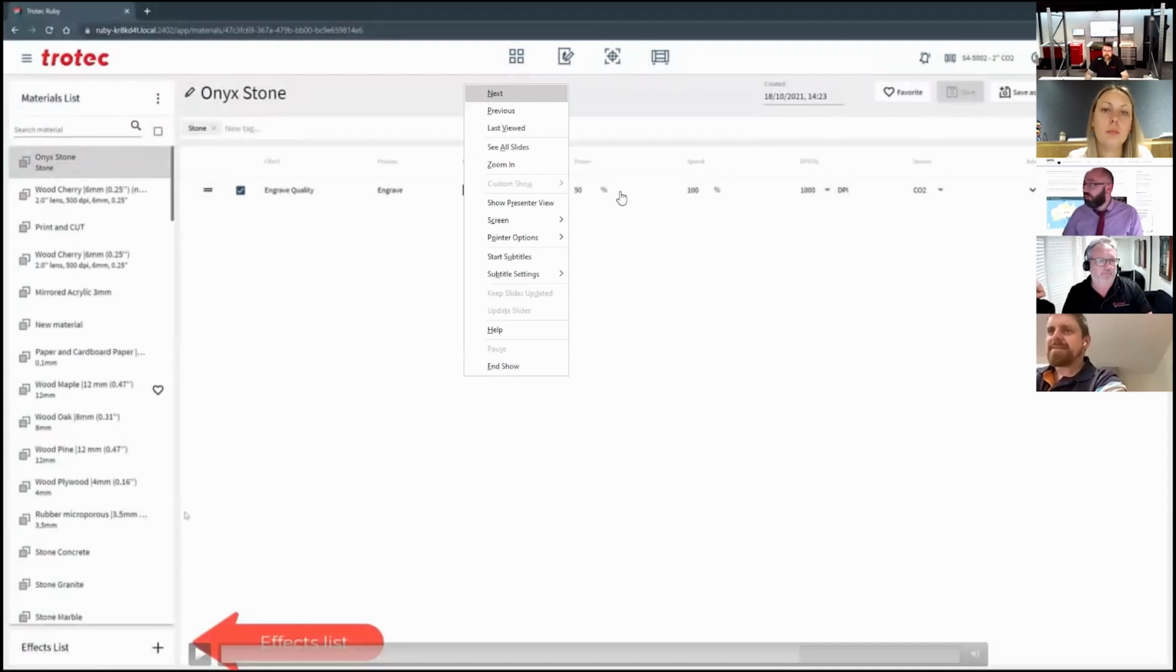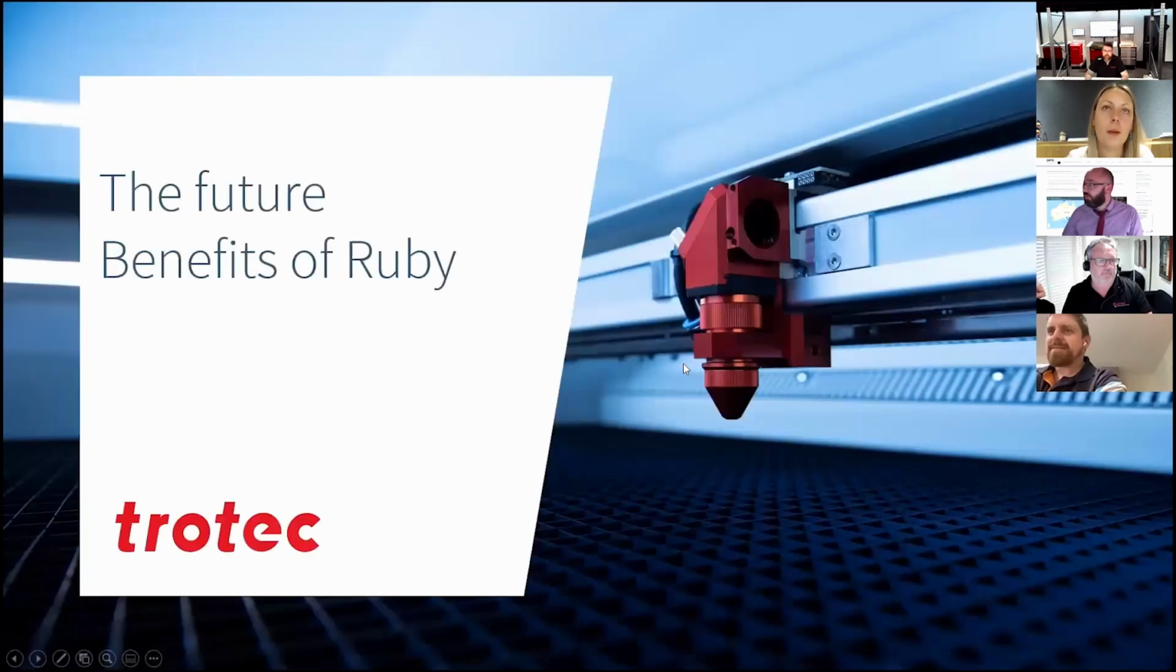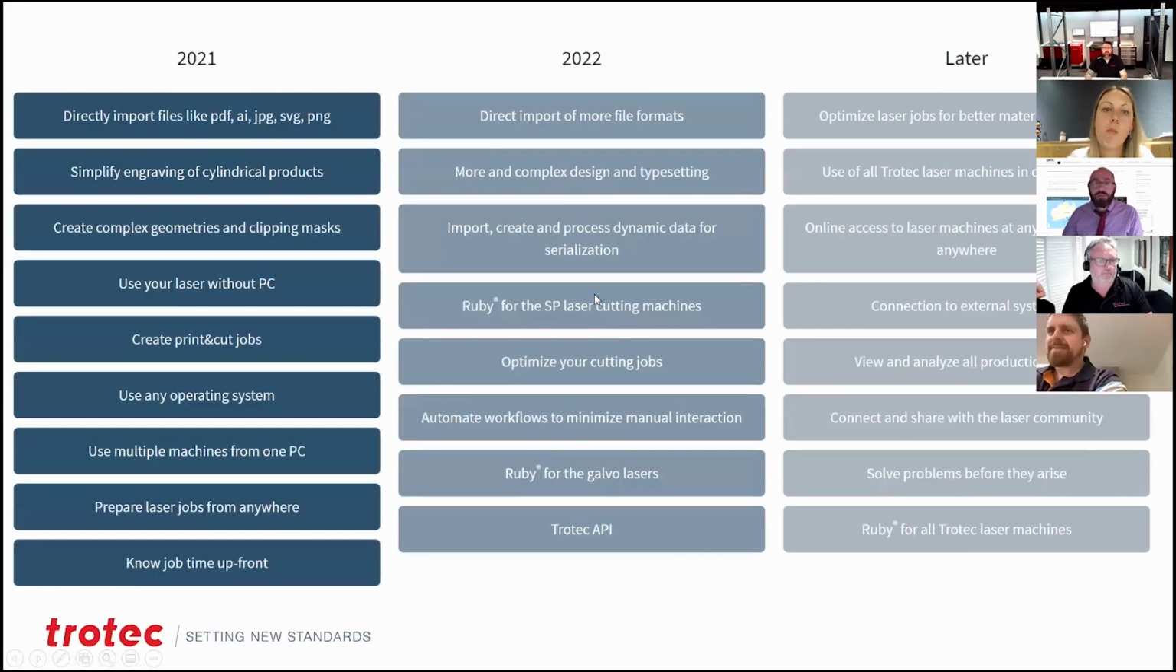Go to the next slide here. Future benefits of Ruby. Hang in there because we're nearly there. So this is a bit of a snapshot of what we're working on. Currently, we're working with PDF, AI, JPEG, SVG, and PNG files. Perfectly accessible to start to use Tinkercad, start to use MakerCase, using Fusion, using Autodesk, other Inventor programs.